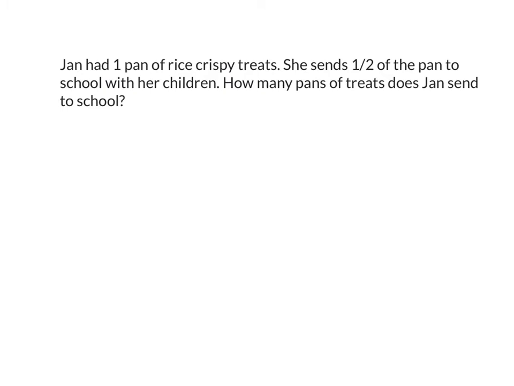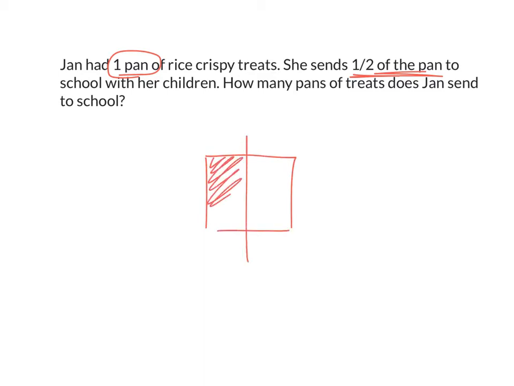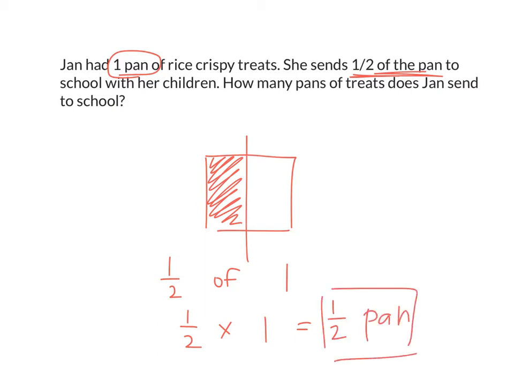Now, let's see what happens. Jan now only has 1 pan of Rice Krispie treats, and she's still going to send half of the pan to school with her children. How many pans of treats does she send? Well, this time she only has 1 pan, and she's going to cut it in half. So she can only send this part, which of course is 1/2 of a pan. So in this case, this picture is showing 1/2 of 1 pan, or 1/2 times 1, which is 1/2 of a pan. You can see here we're doing a unit fraction, 1/2, multiplied by a whole number. This is similar to what we worked on last week.